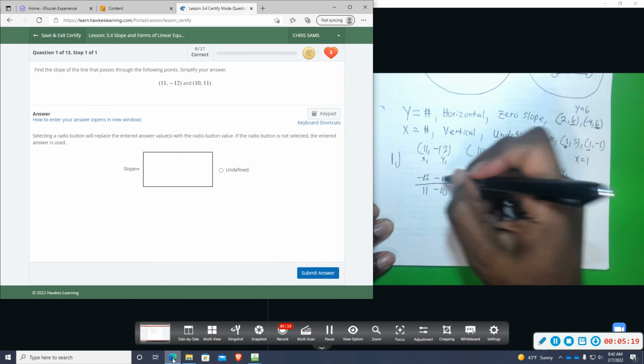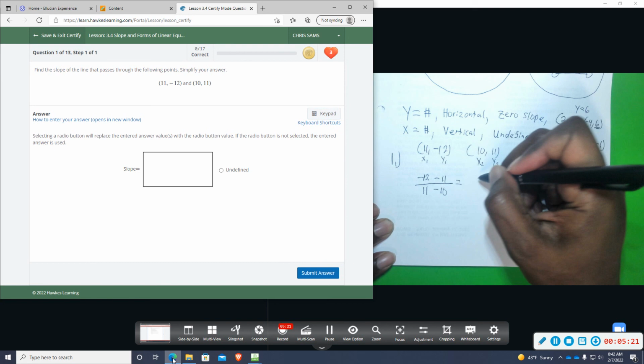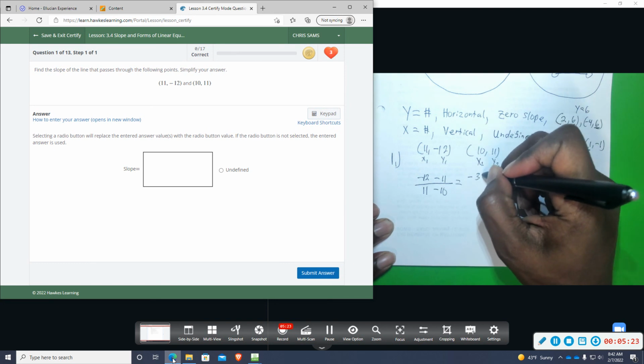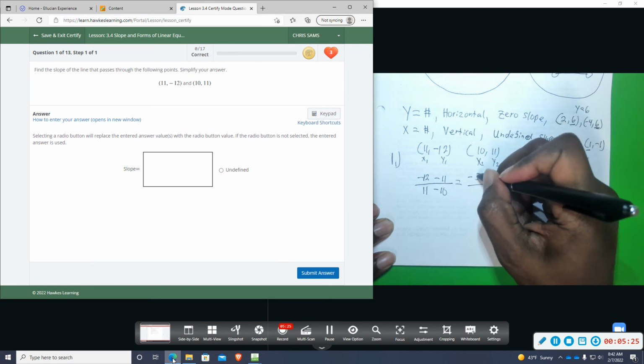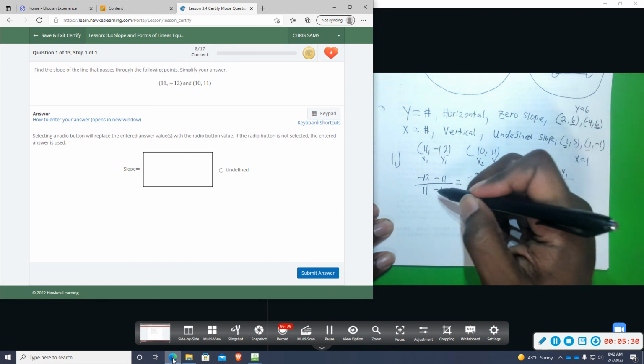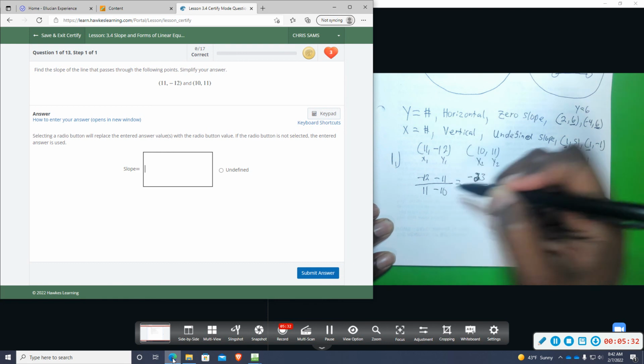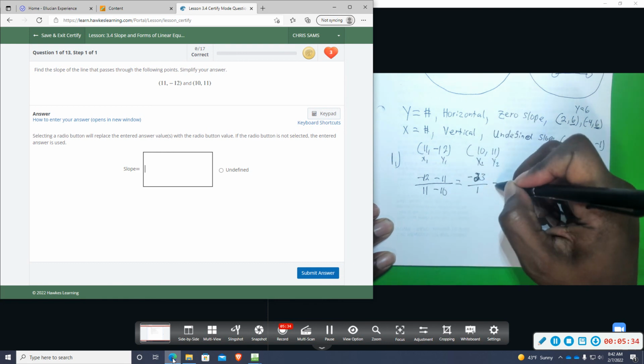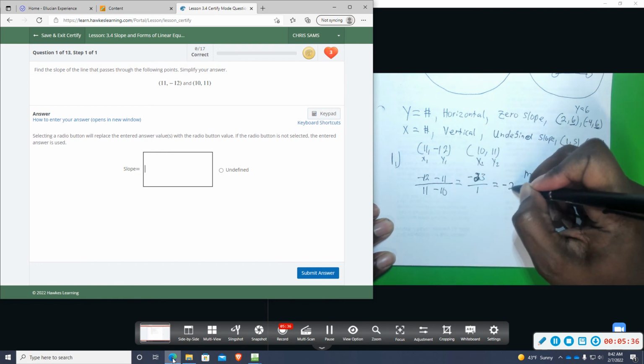So when I simplify, negative 12 minus 11, so negative 23. Be careful, negative 23. And then 11 minus 10 is going to give us 1. So that just gives us a negative 23.